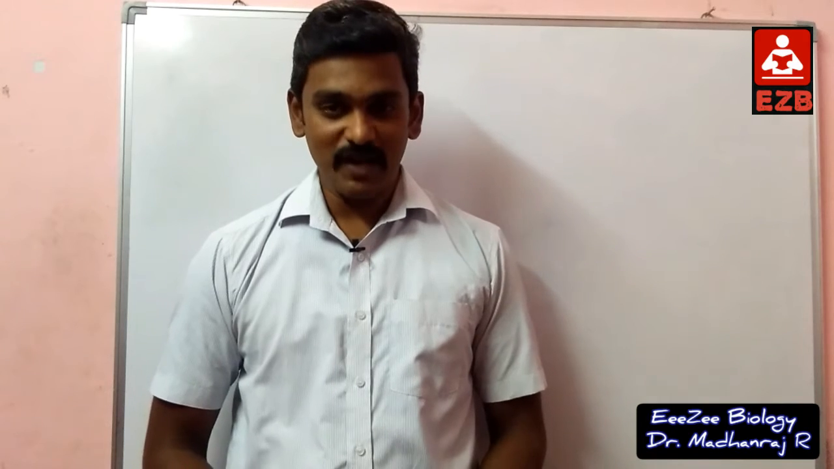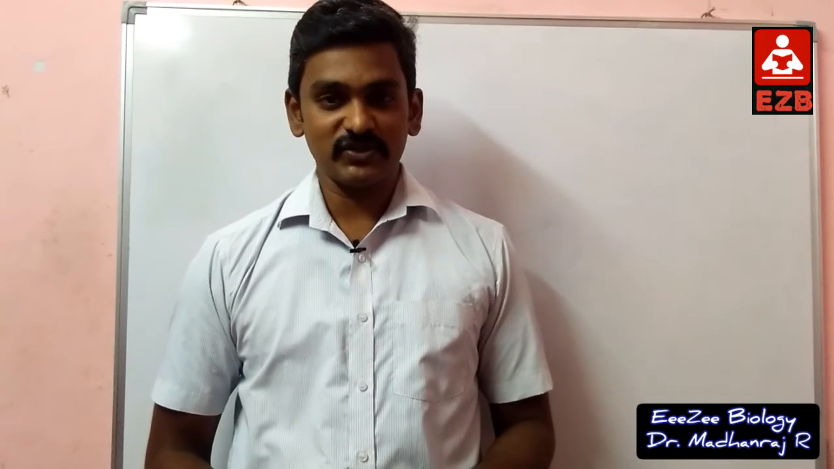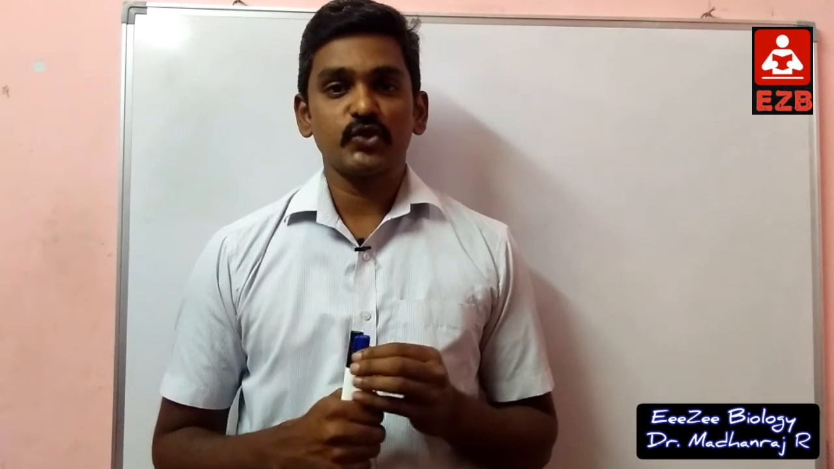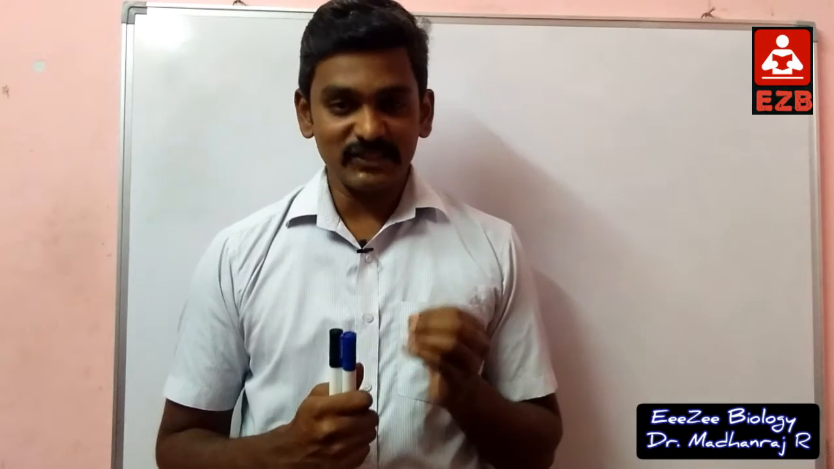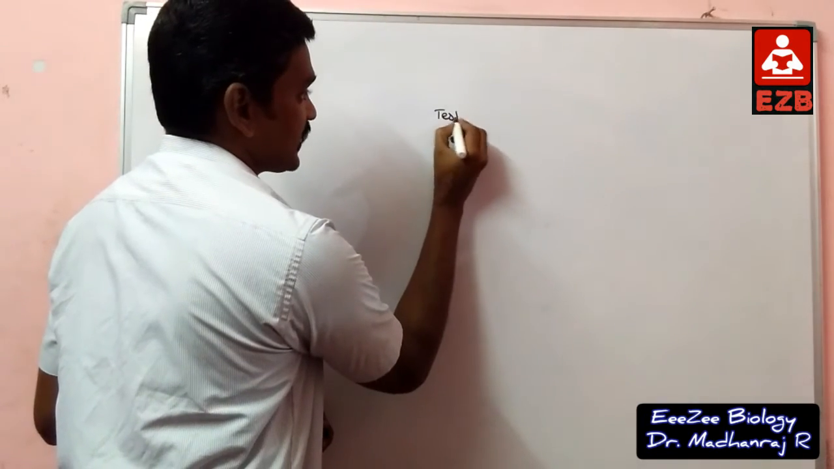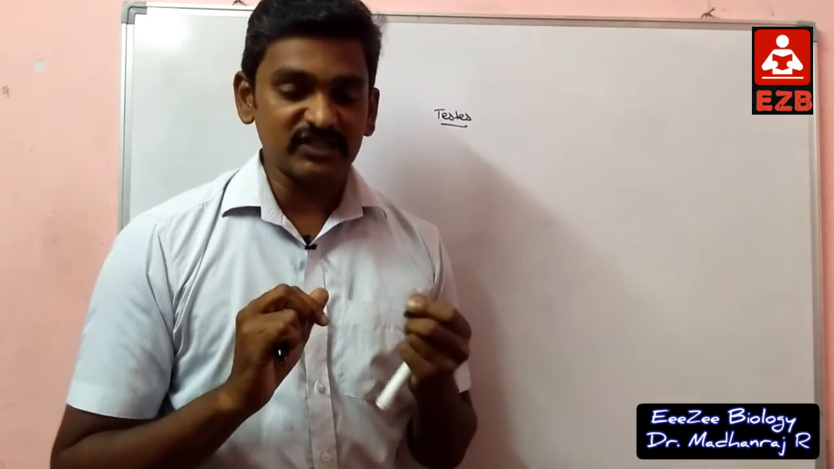Hi friends, welcome back. In this video, we are going to discuss the male reproductive system. In the male reproductive system, the main thing you should know is the primary sex organ. In males, the primary sex organs are the testes. So we have two testes, that is, a pair of testes.